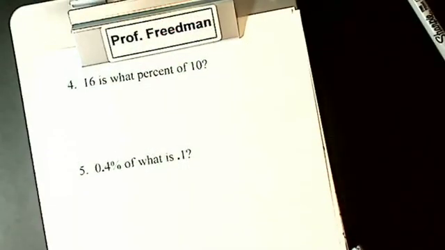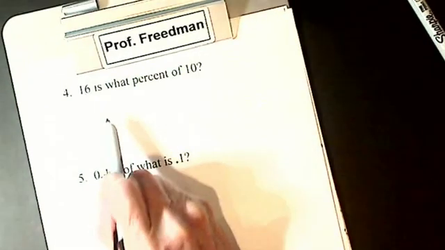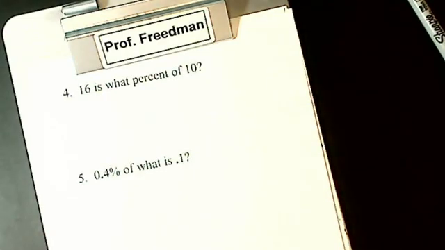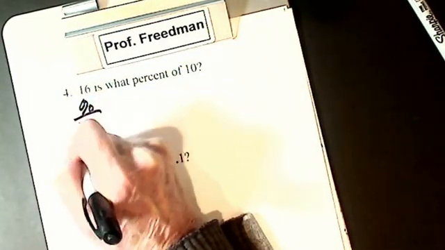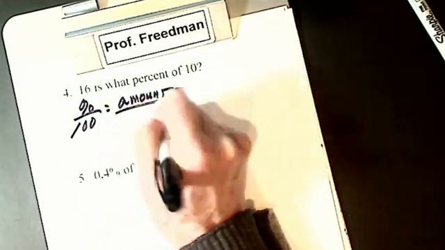We'll do another one. So you can see what happens is your x moves around. I've got 16 is what percent of 10. First thing I do is write my formula down. Percent over 100 equals amount over base.